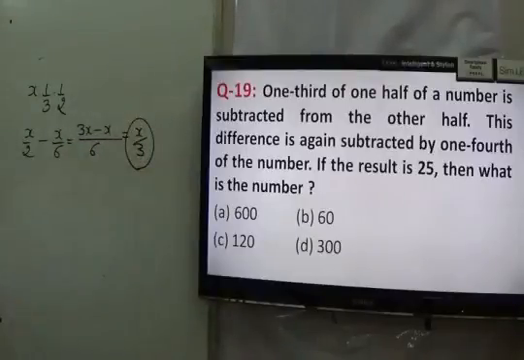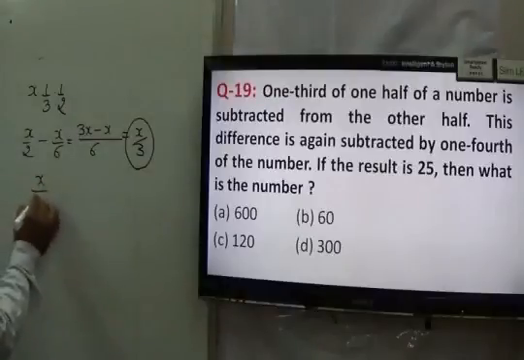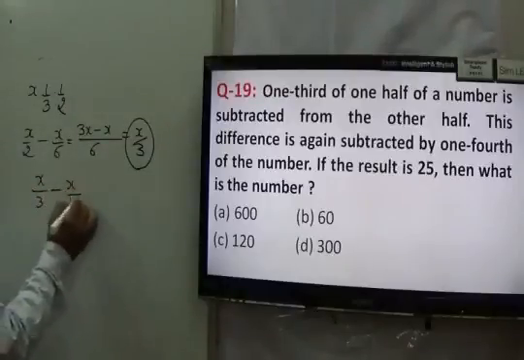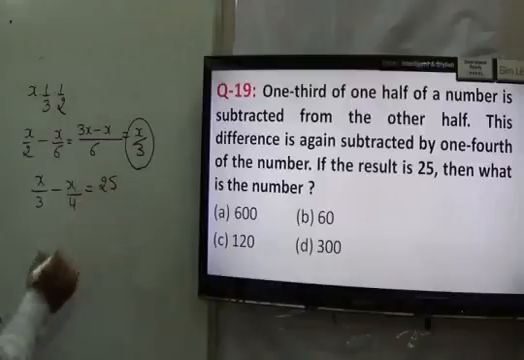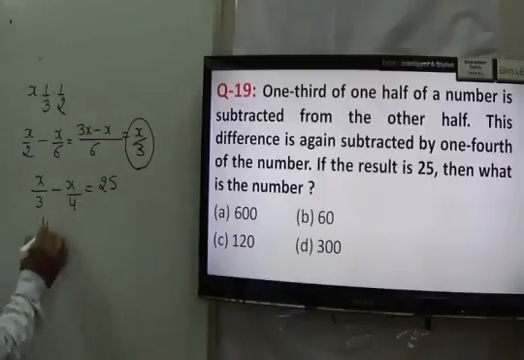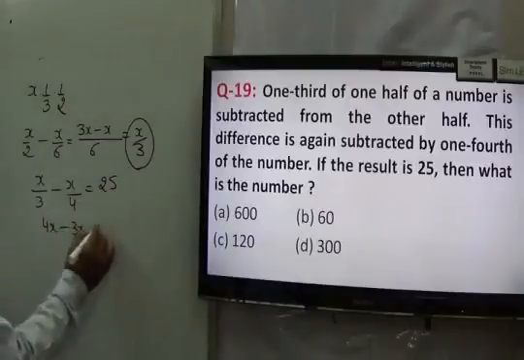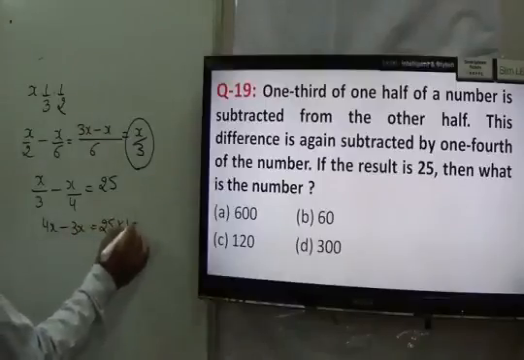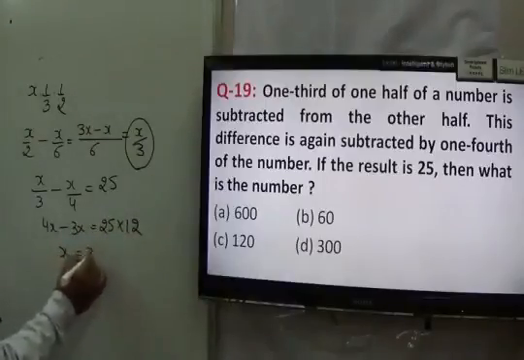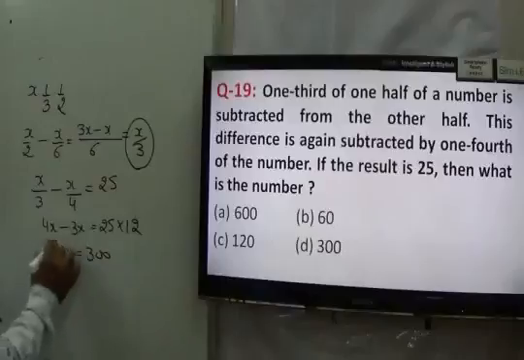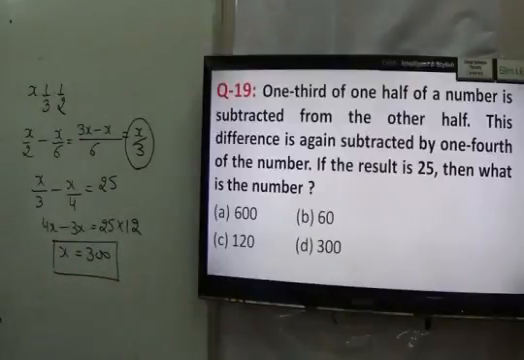Now this difference is subtracted from 1/4 of the number. So x by 3 minus x by 4 equal to 25. We have to find the number, LCM is 12. So I make it 4x minus 3x equal to 25 into 12. By solving it, I can say x equal to 300. Here I can say that initially my number is 300.